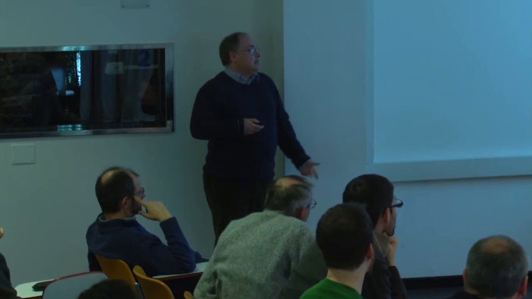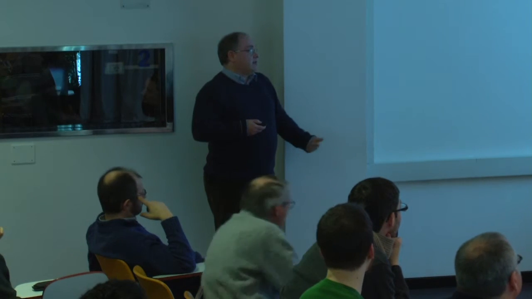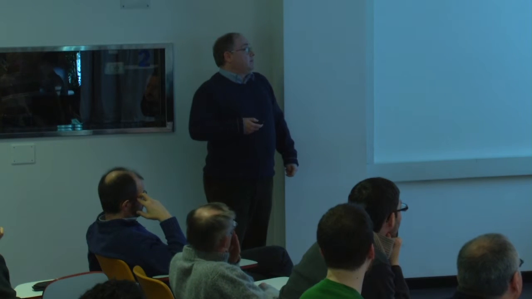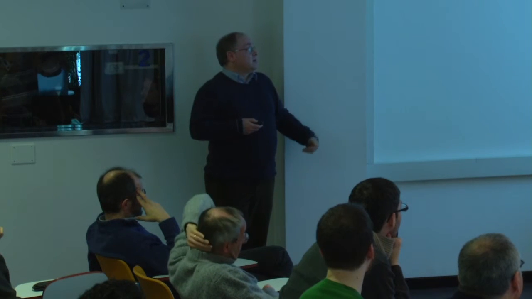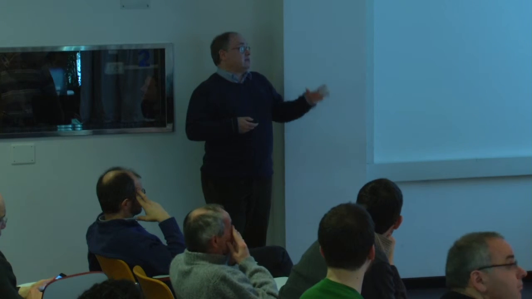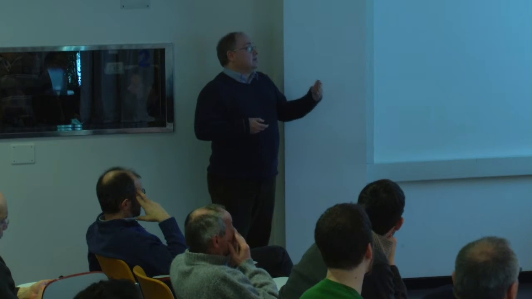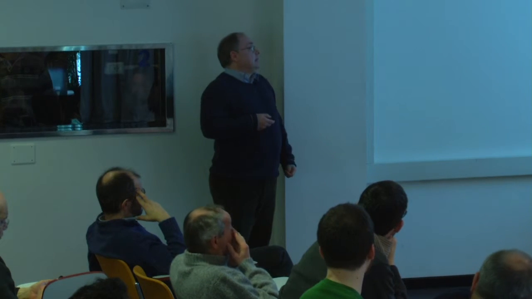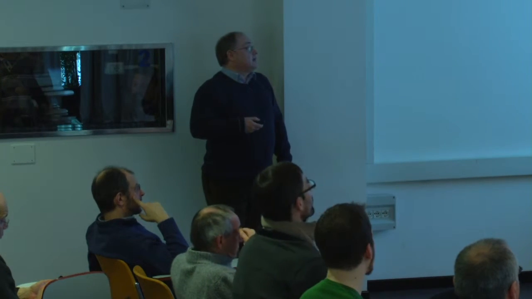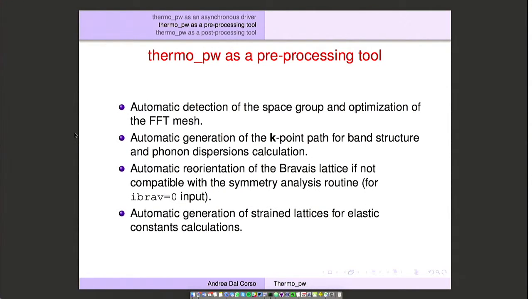Then there is the automatic generation of the path for band structure and phonon dispersion. That is something that I think is useful. You can produce the band structure plot directly without having to study the form of the Brillouin zone, the coordinates of the k-points, or using some tool codes that give you the k-points of a path. Another interesting feature, I think, is the automatic reorientation of the Bravais lattice, something that is not yet perfect, but on which I'm working. I like that it works well.